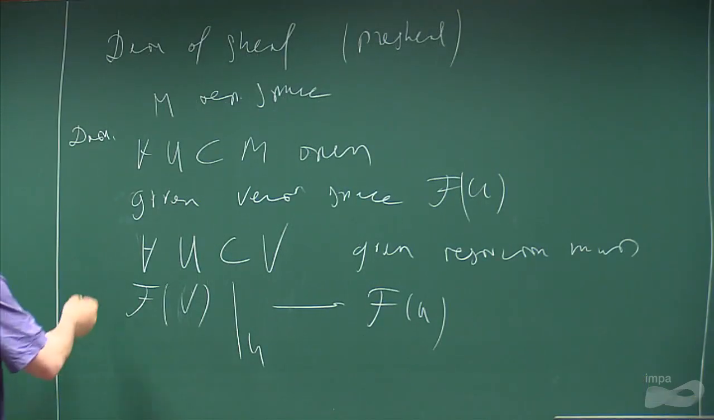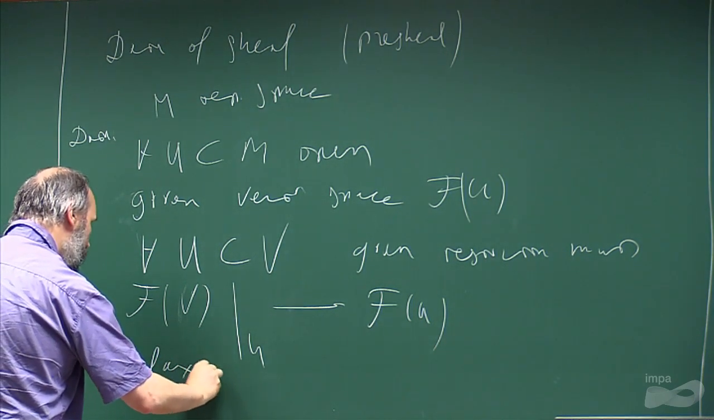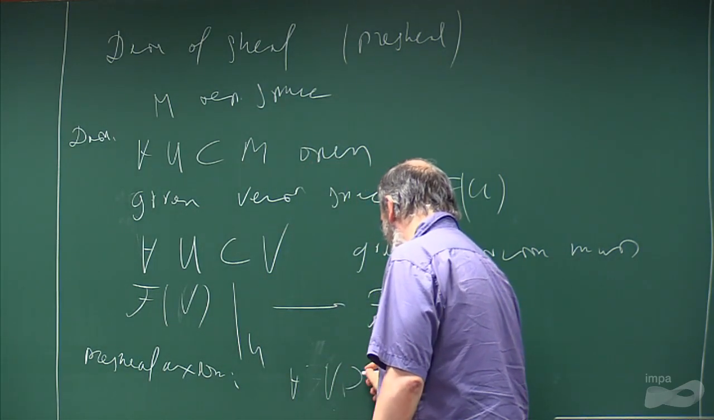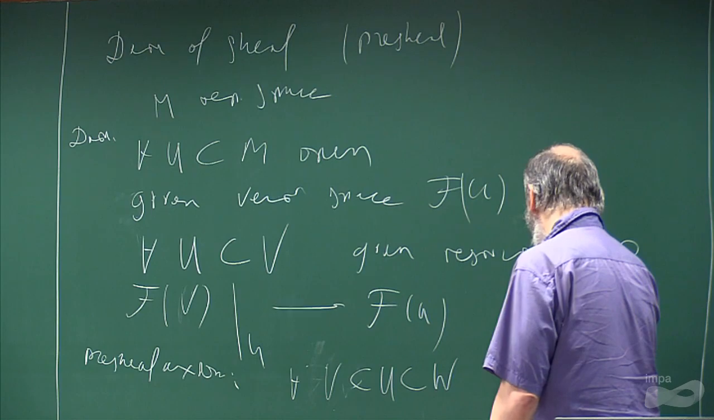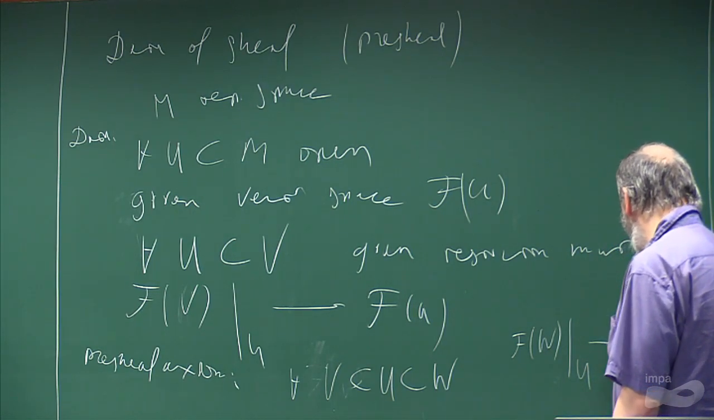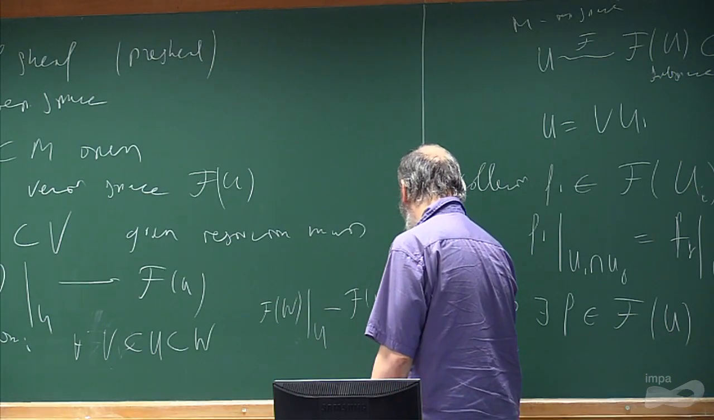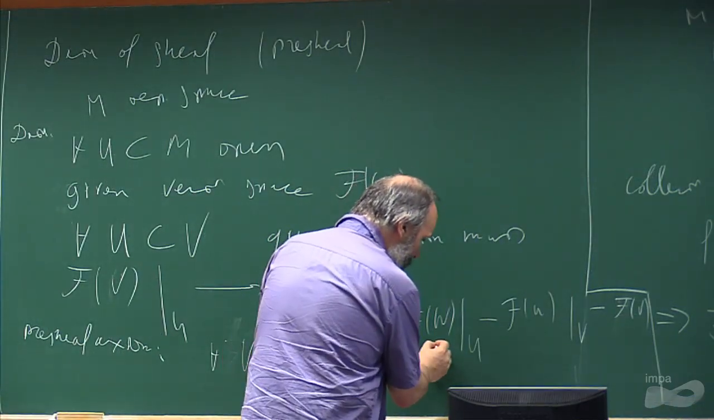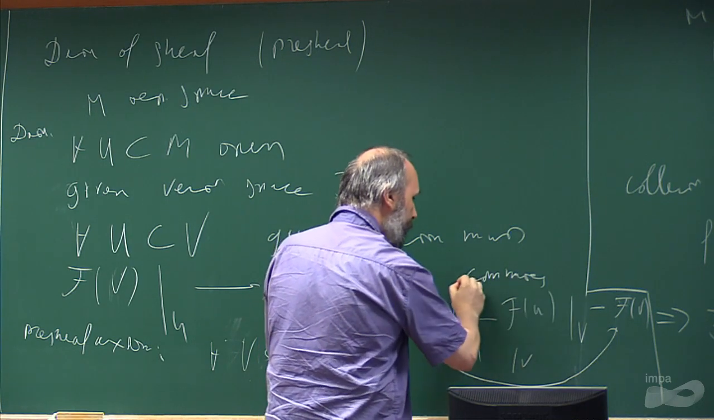So the pre-sheaf axiom is the following. There's just one. Suppose you have a chain of subsets V inside U, inside W, for instance. Then you have a restriction from F of W. You can restrict to U, mapping it to F of U, and then you can restrict it to V, mapping it to F of V. On the other hand, you have a restriction map directly to V. This should be commutative. This is the only axiom of a pre-sheaf.